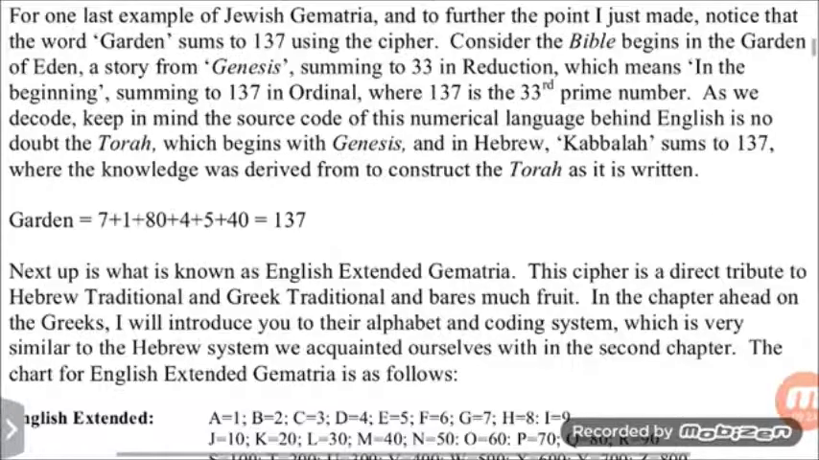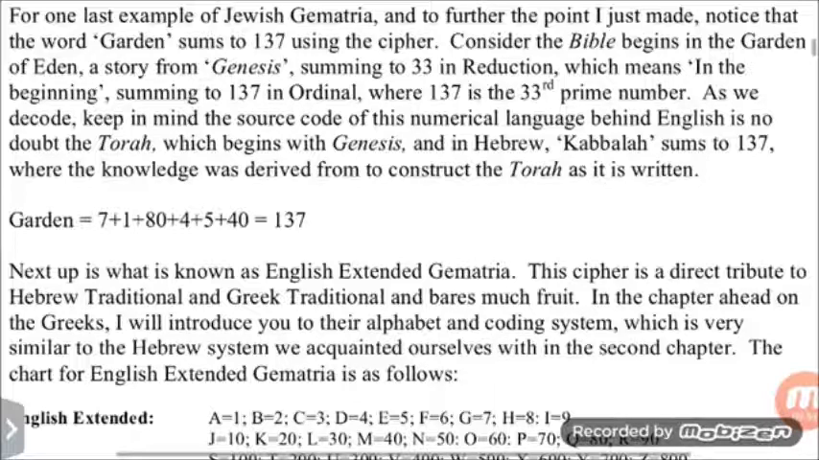For one last example of Jewish gematria, and to further the point I just made, notice the word garden sums to 137 using the cipher. Consider the Bible begins in the Garden of Eden, a story from Genesis, summing to 33 in reduction, which means in the beginning, summing to 137 in ordinal, where 137 is the 33rd prime number.